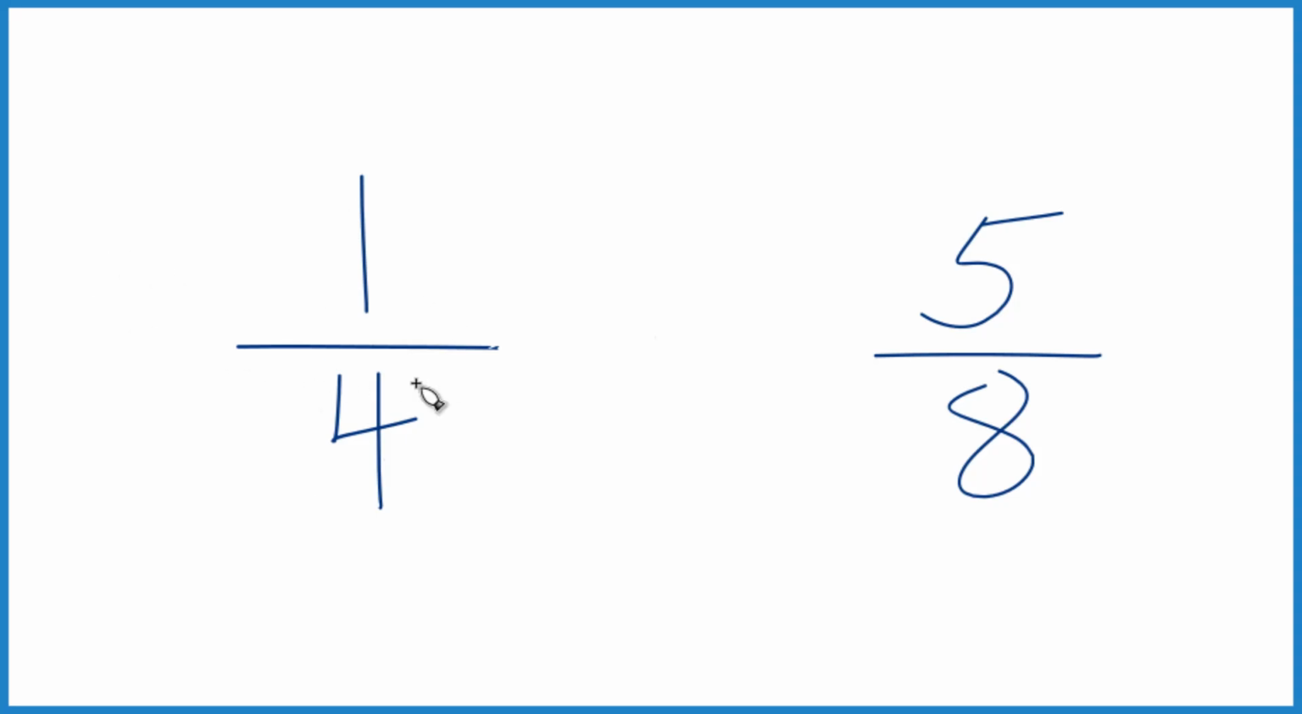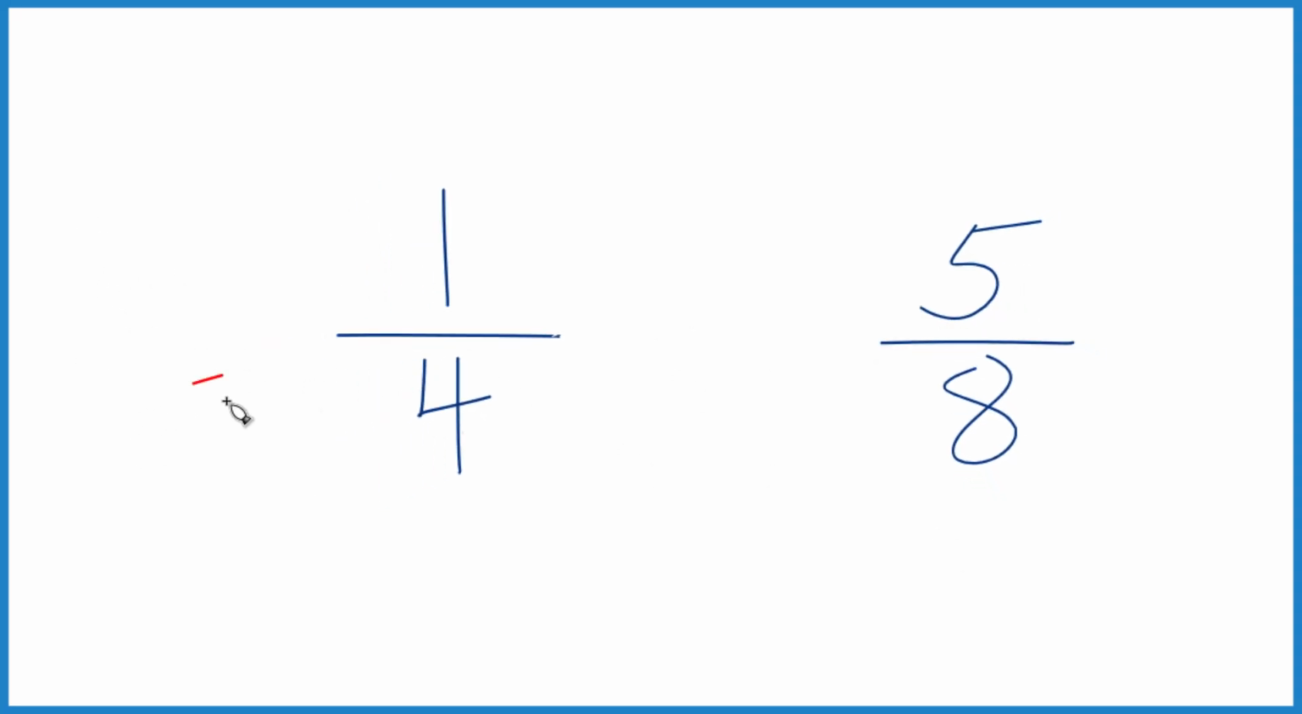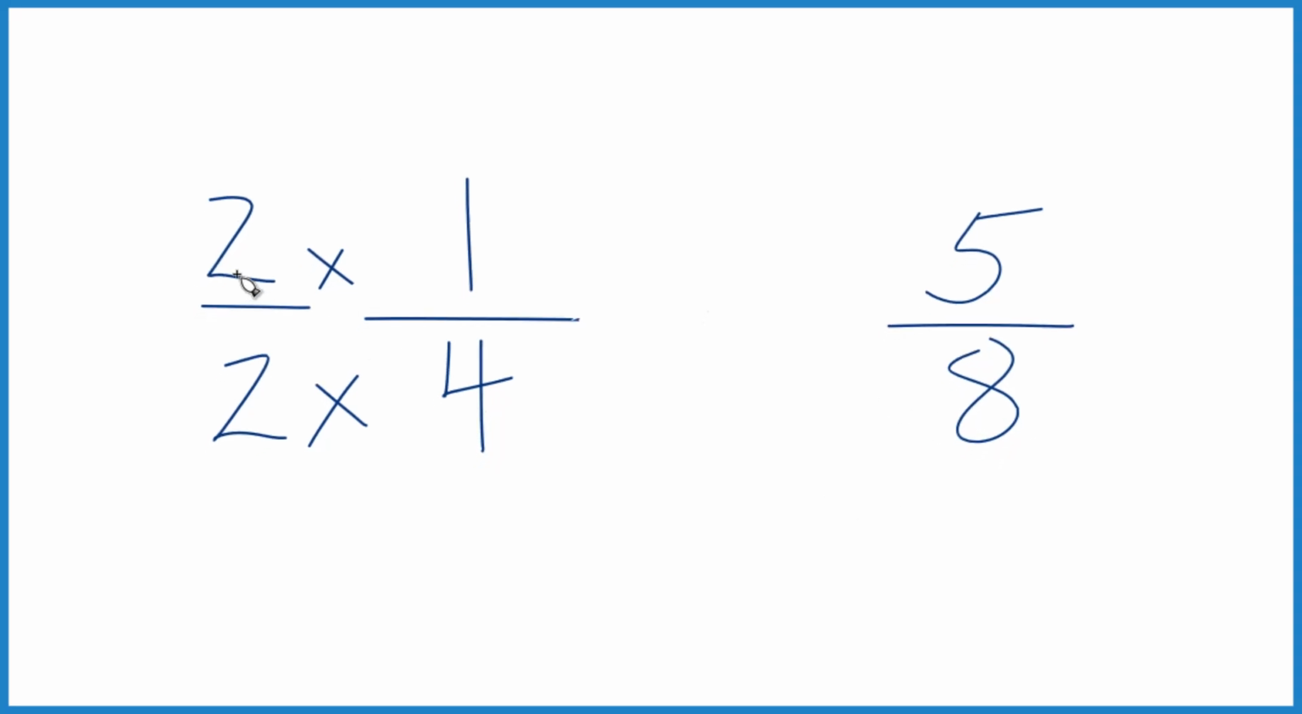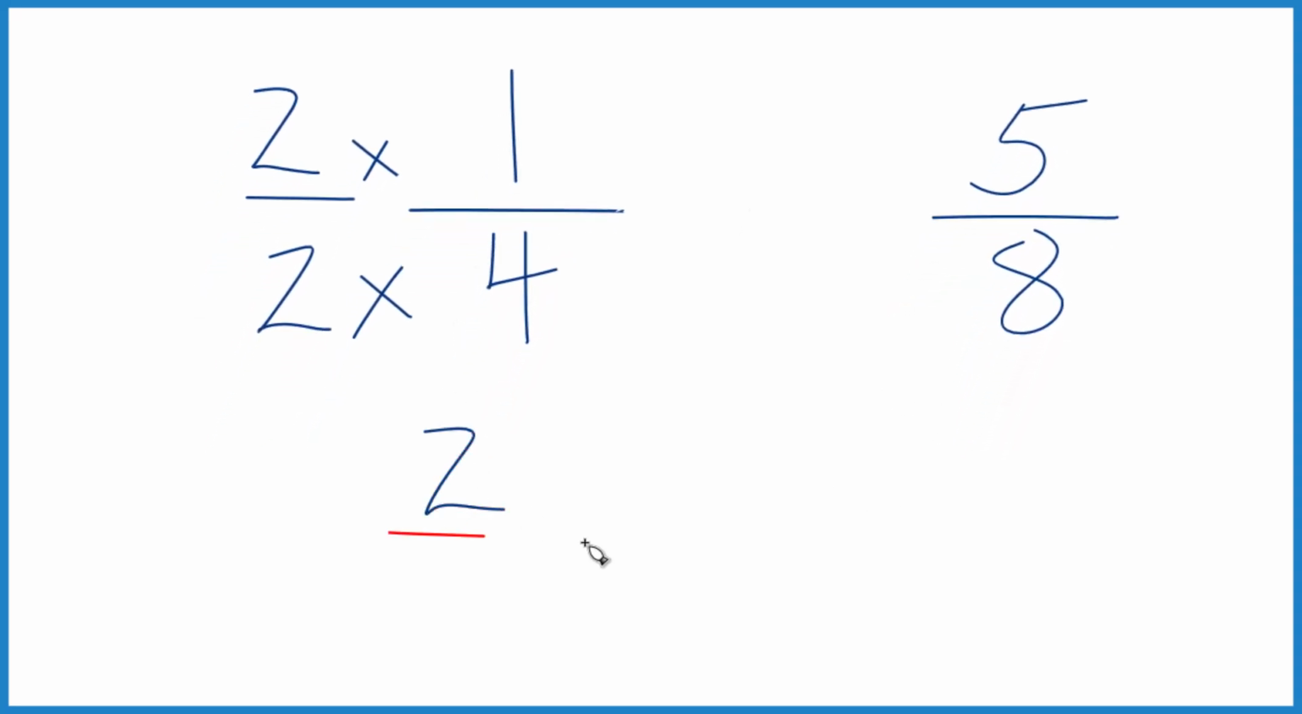So what I'm going to do is I'm going to multiply 2 times 4. That'll give me 8, same denominators. But I do also need to multiply the numerator by 2, since 2 over 2 is just 1. So 2 times 1, that's 2. 2 times 4 is 8. And 2/8, that's the equivalent fraction to 1/4. Over here, we're just going to keep it 5/8 since the denominators are now the same.